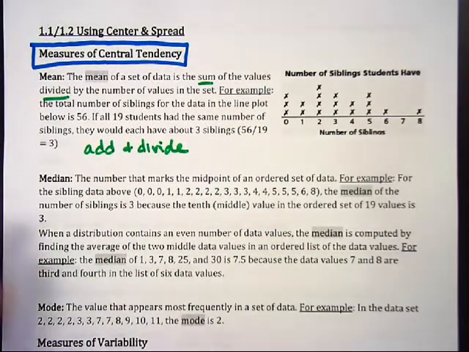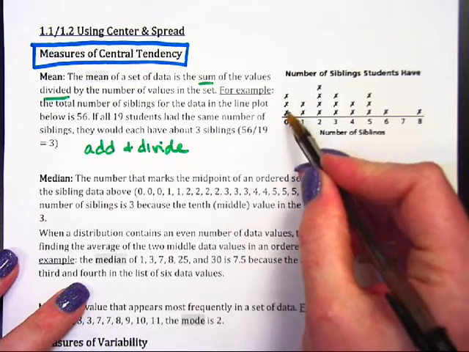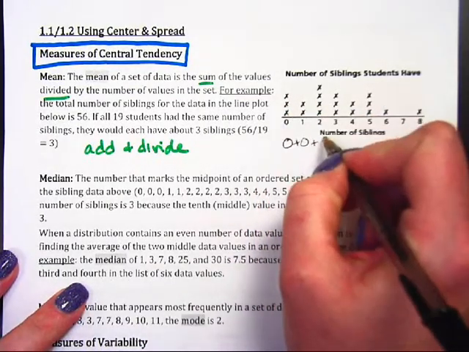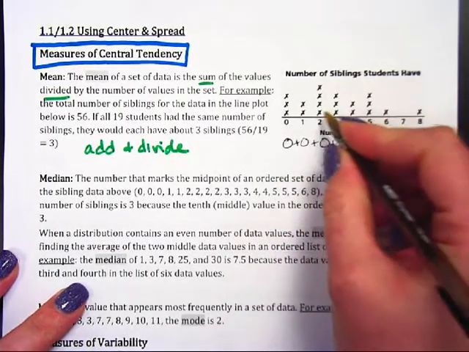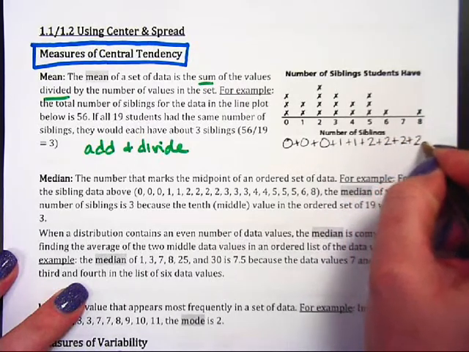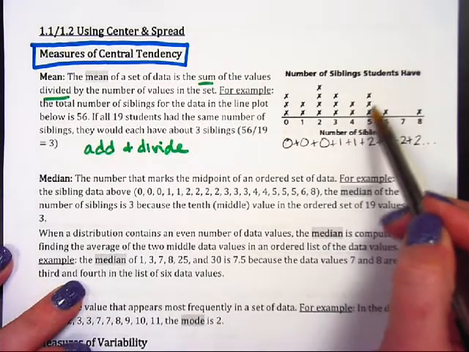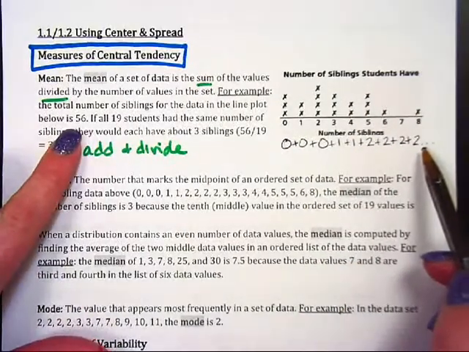So for example, the total number of siblings in the data in the line plot is 56. How they got that is this 0 is a person that answered 0, and they added together each person's response. So this would be a person that answered 1, or this would be a person that answered 2. They kept doing that, 3 plus 3 plus 3 plus 4 plus 4 plus 5 plus 5. They added all those together and they got 56.